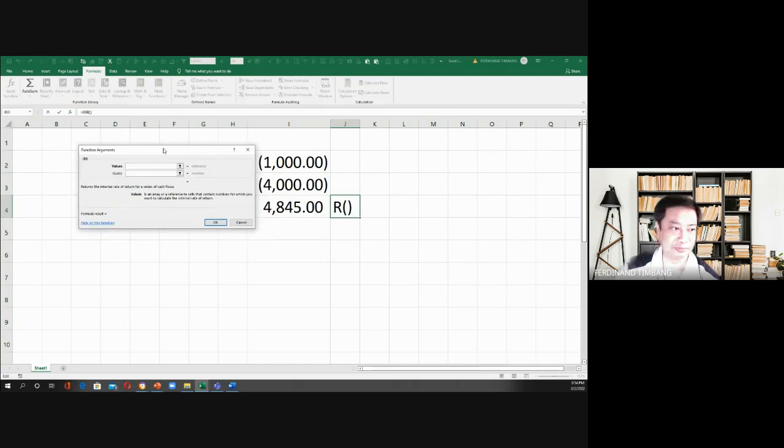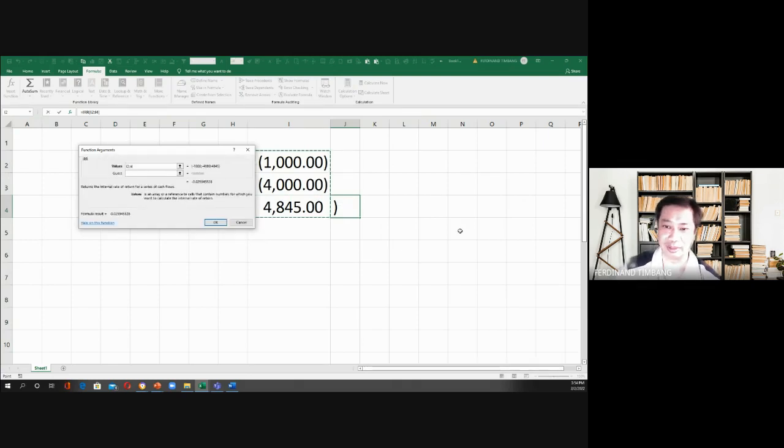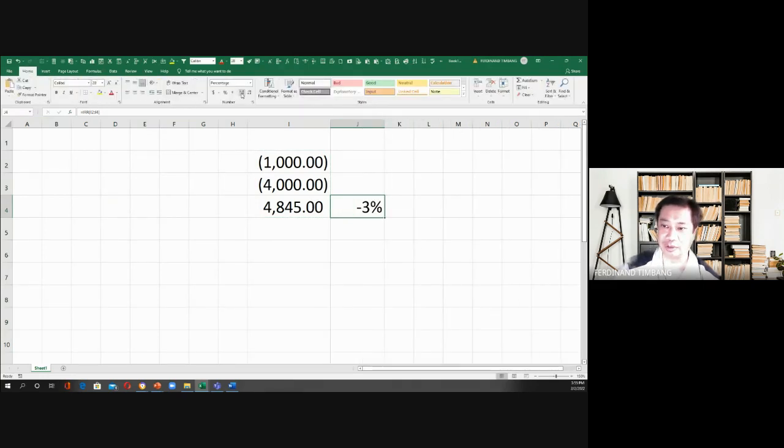Click mo lang. So click nyo to, and then highlight all the figures, then enter, then okay. So you will get the 3% if rounded off, no? But if you want to get the 2 decimal places, it is 2.59%.